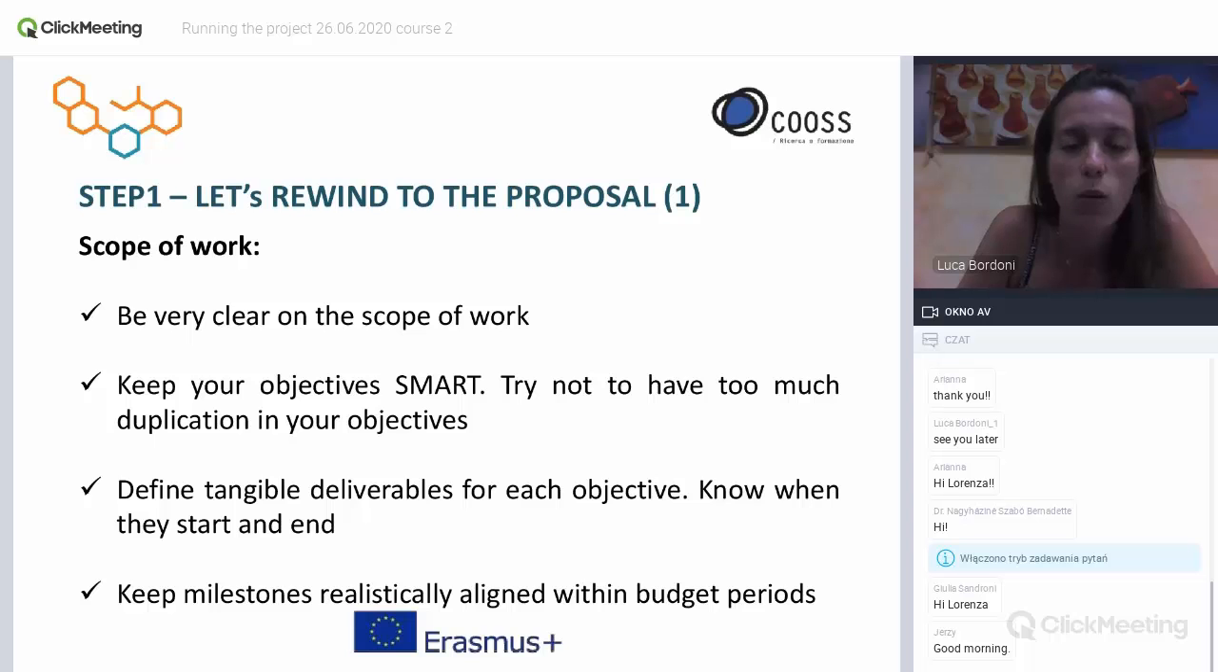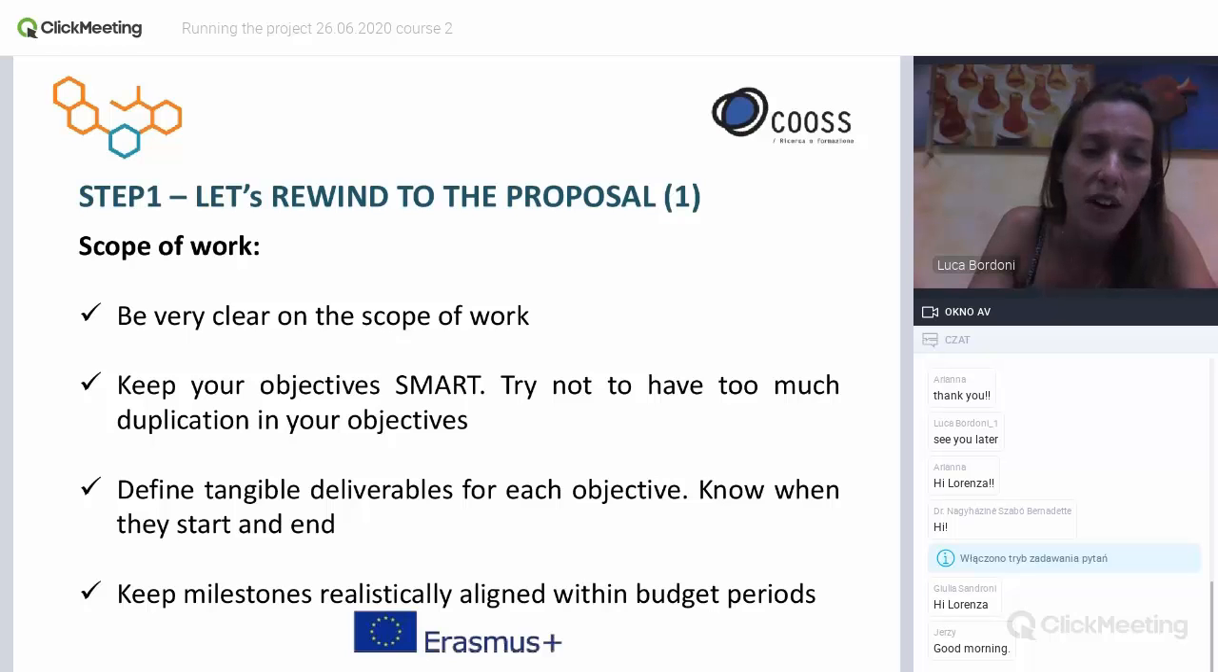SMART means specific, measurable, allowable and realistic, and timely. To avoid too much duplication in our objectives and to have them really clear before communicating them to our partners.